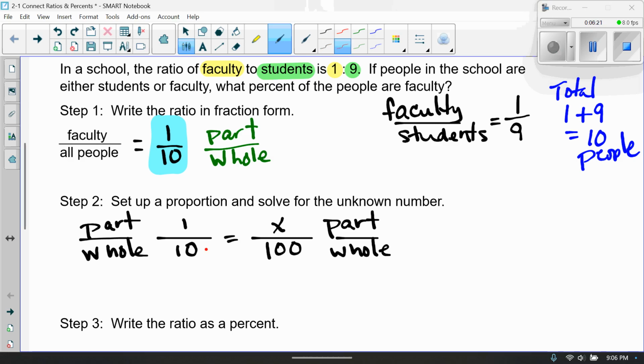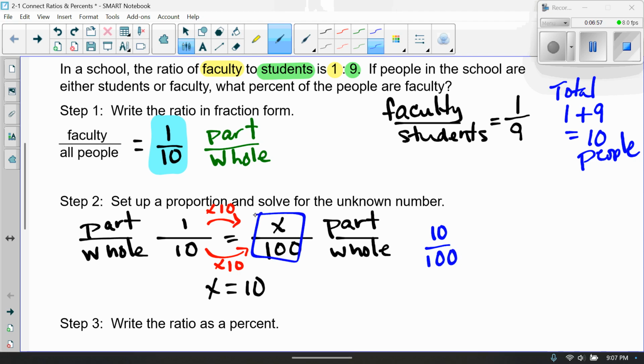We'll do that first. So to get from 10 to 100, we can multiply by 10, because 10 times 10 is 100. Now, if I multiply times 10 in the denominator, I have to also multiply by 10 in the numerator, okay? So when we do that, that gives us x is equal to 10. Now that x in the top, that's going to be 10 over 100, right? That's what this is, 10 over 100. Now, as a percent, remember, this is 10 per 100. So that means that this is 10%.